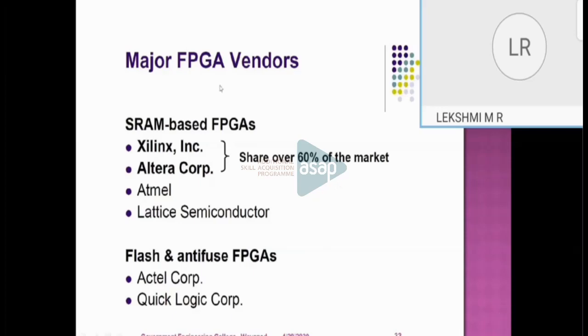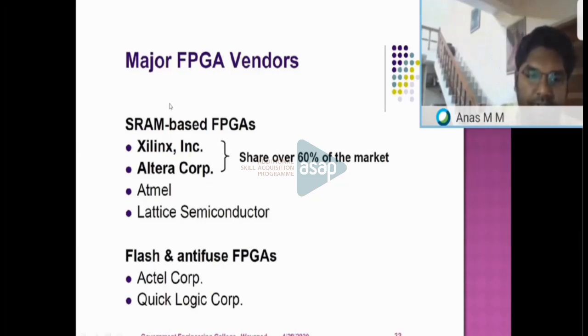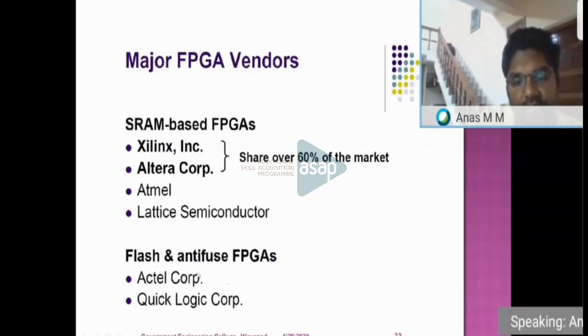Okay, so we are discussing FPGA. There are many industries manufacturing FPGAs with different types of architecture. These are examples of FPGA vendors: Xilinx, Altera, Atmel, Lattice, which use SRAM-based FPGAs, and Flash and Antifuse kinds of FPGA, Actel and QuickLogic. These are the various FPGA vendors available in the market.